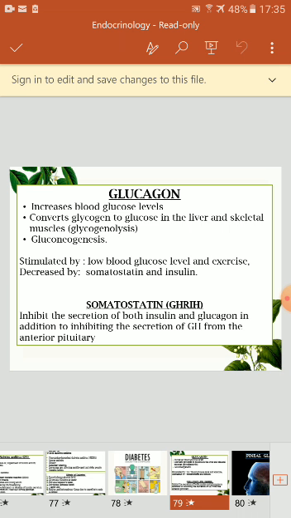So today we end with glucagon and these hormones of the pancreatic islets. Thank you so much.